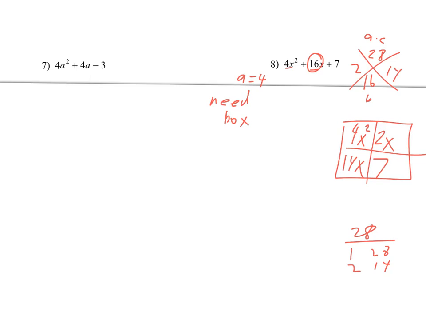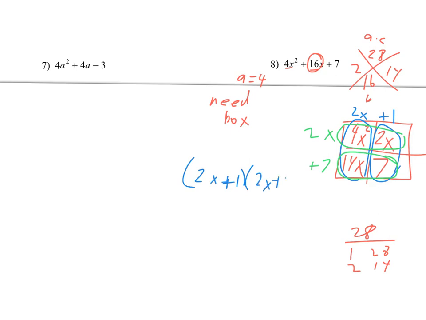Now I'll do GCF going this way. Will be 2x. And then 2 and 7 don't have anything, so I'm going to put a plus 1. And then GCF going this way would be 2x. And then GCF going this way would be a plus 7. And just double check, make sure everything multiplies back in. So this gives me the 4x squared, the 2x, the 14x, and the 7. So I'm going to write my answer, 2x plus 1, 2x plus 7.